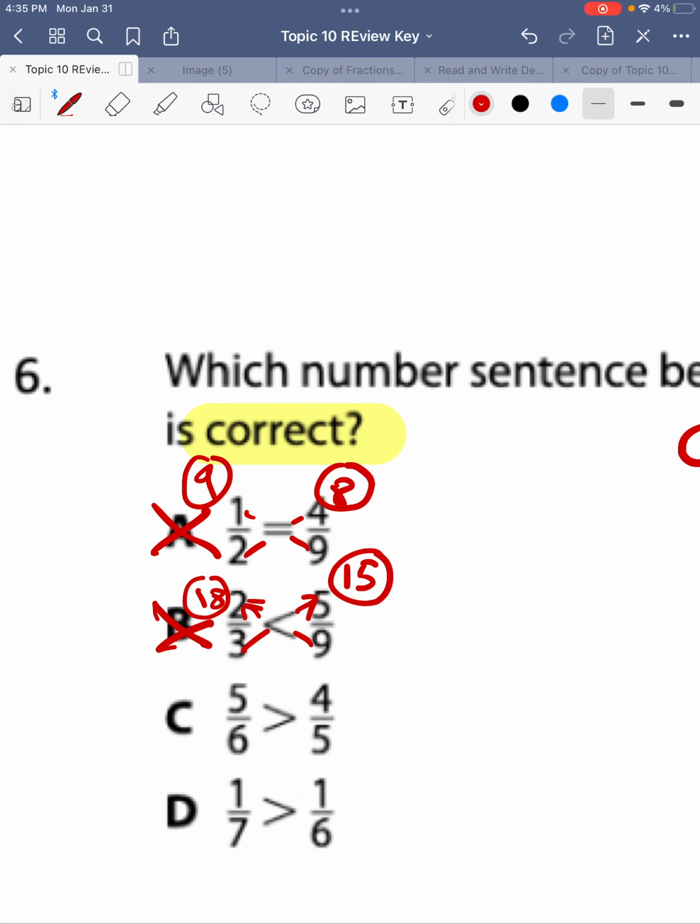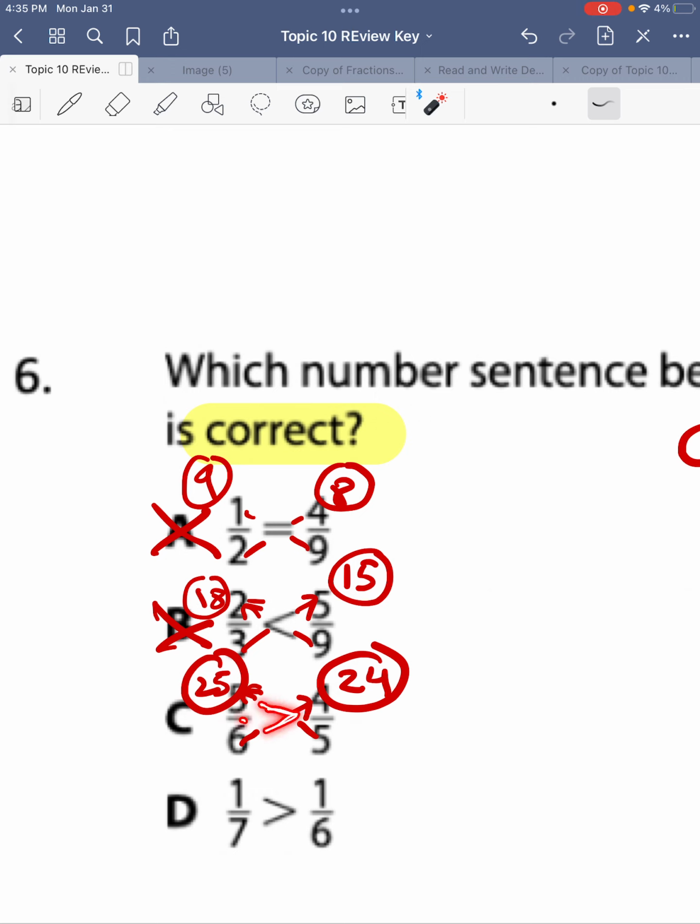Let's do C. C is telling me that 5/6 is bigger than 4/5. So let's see. 6 times 4, 24. 5 times 5, 25. Okay. So if you look, 5/6 has the bigger number. So yes, 5/6 is bigger than 4/5. 25 is bigger than 24. So C might be my answer.